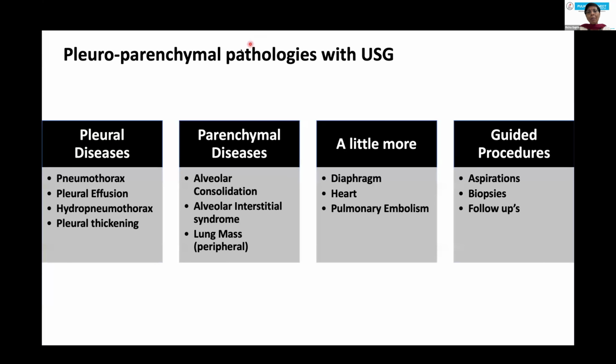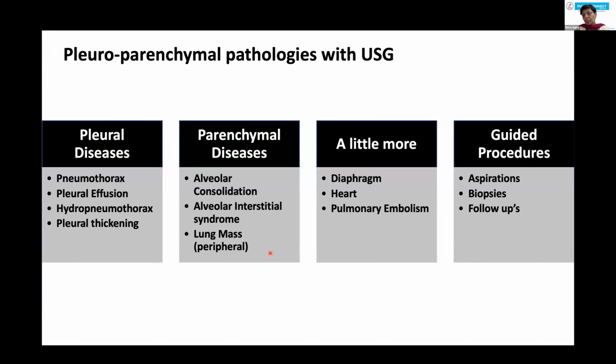Now we come to the pathology. This was a little basic about the normal lung, the normal pleura, and the probes. Now look at what pleuroparenchymal pathologies we can find with ultrasound. In pleural diseases, it is an excellent modality. Pneumothorax, pleural effusion, hydropneumothorax, pleural thickening, anything you can diagnose. In parenchymal disease, it is helpful in diagnosing alveolar consolidation and alveolar interstitial syndrome. If the lung mass is peripheral, we can also look at it, and at the function, shape and size of the diaphragm, and a bit of the heart.